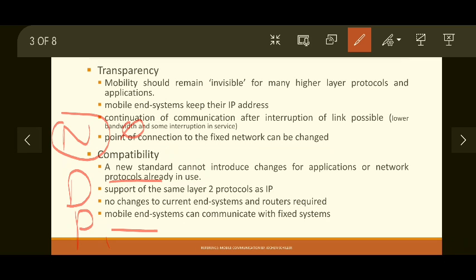And the last point regarding compatibility is that a mobile user must be able to communicate with fixed users also. It should not happen that mobile IP is implemented only in the mobile users. Mobile IP should also be implemented in the fixed systems as well. So that gives worldwide connectivity to everyone.